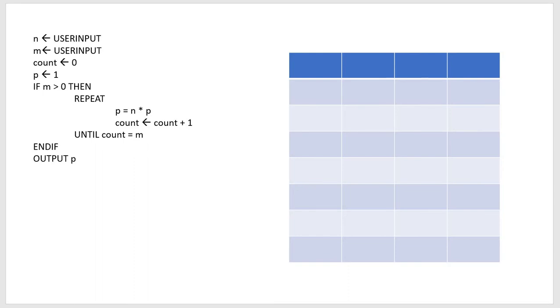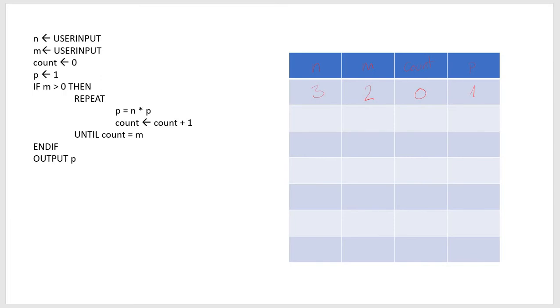So for example, the question might say, trace the following algorithm where the user input is 3 for n and 2 for m. Once you list your variables in your table, like so, we have count and we have the variable identifier p. Then you would start off the algorithm with n being 3 and m being 2, because the question gives you these values, even though you don't see them in the algorithm itself. Count is being assigned to 0 and p is being assigned to 1, like that.